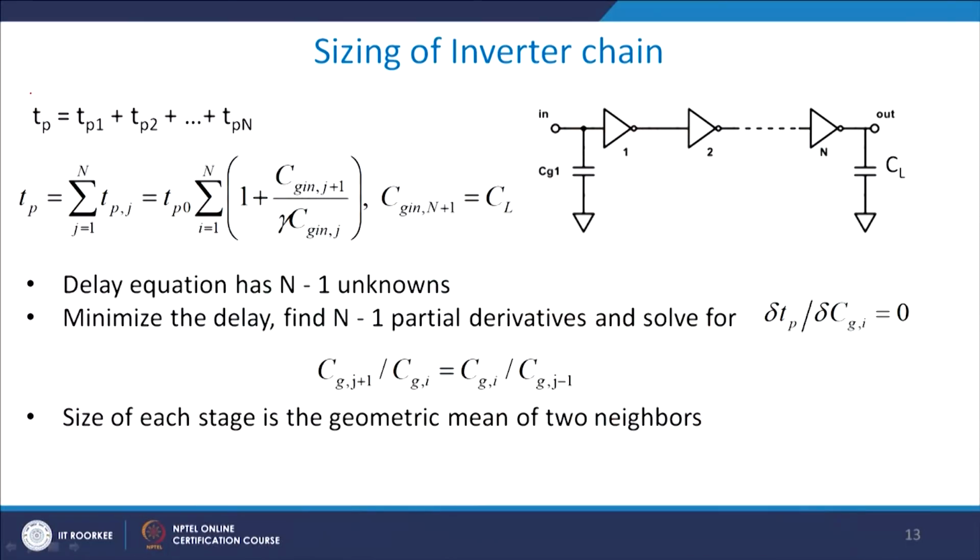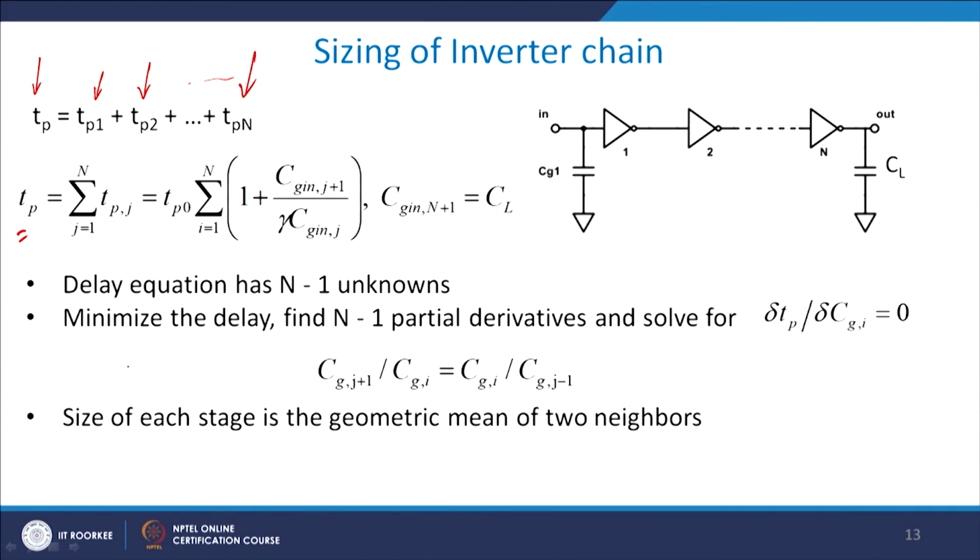So Tp, the total delay, is equal to Tp1 for the first gate, second gate, and so on till the nth gate; you go on adding all the delays together. So Tp will be given as the summation of Tpj, j equals 1 to n, where Tp0 is the intrinsic delay. We just saw that for the second inverter, it is 1 plus CG in of this one divided by gamma times CG in of the previous one. And I get CG in n plus 1 equals CL, which means the last gate is loaded with a load capacitor CL.